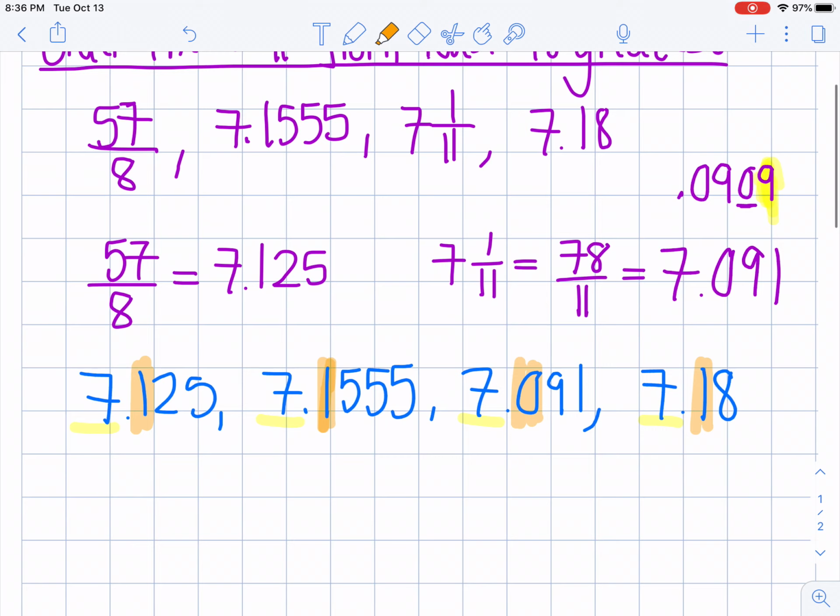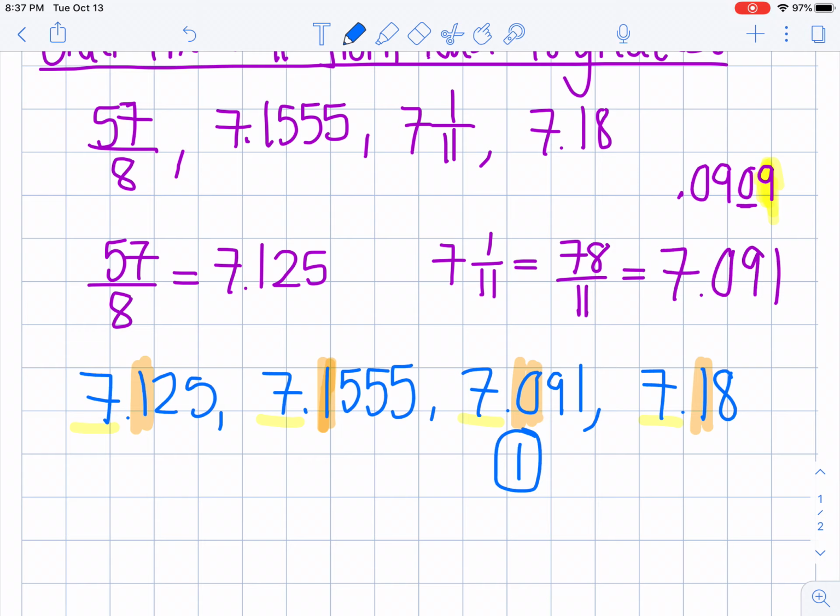So if I want to put these in order from smallest to biggest, I want to look and see in the next spot which number is the smallest. So I have a 1, a 0, and a 1. So the number that's the smallest is the 0. So that means that this number, I'm just going to put a 1, comes first. I don't have to compare anything else because that one's with just this number, 7.091.